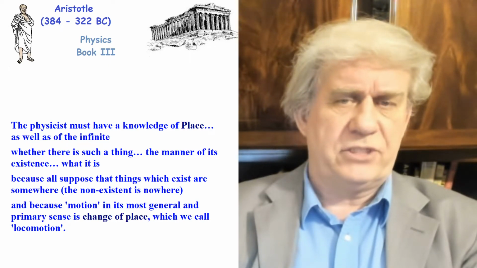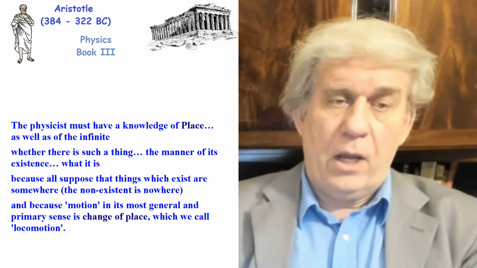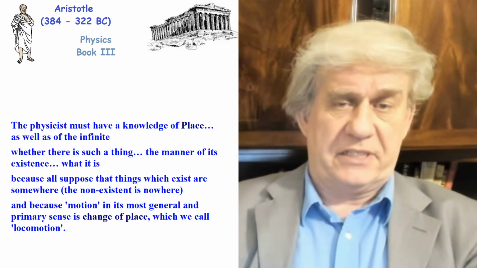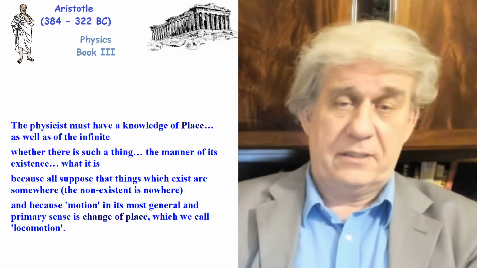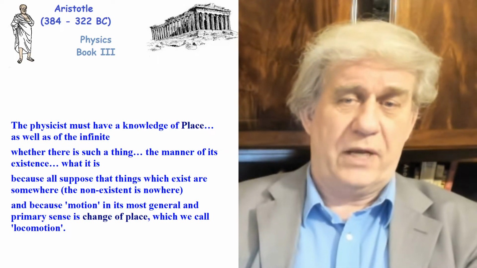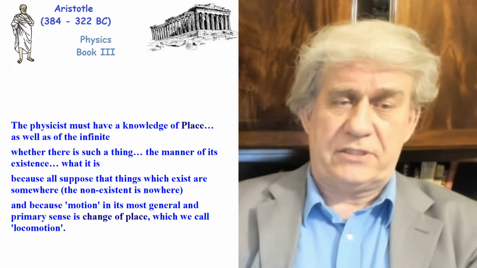People in mathematics call it position, but they're referring to someone else as something else, as we'll see today. Whether there is such a thing as place, the manner of its existence. Place exists. That's what he's going to talk about, and what it is, if it's a what. Because all suppose that things which exist are somewhere.